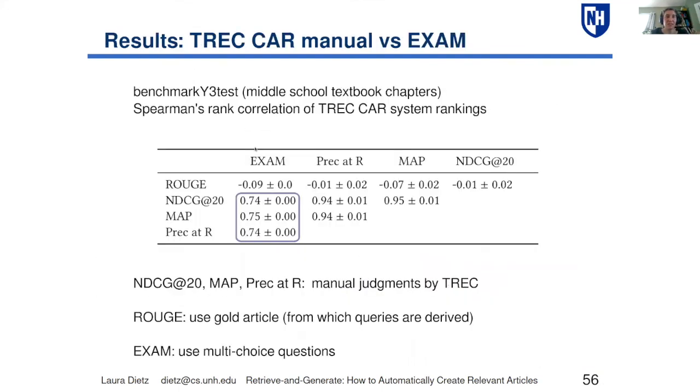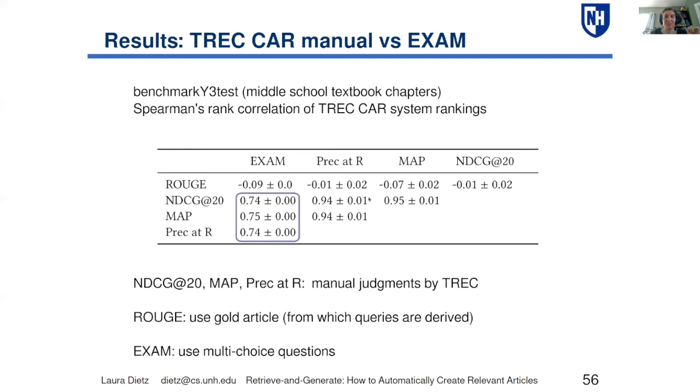It turns out that our exam metric actually correlates relatively well with the TREC assessors. Here is a Spearman's rank correlation. It's a metric that goes between -1 for really bad and +1 for really good. And we land at 0.74. That's already something that's pretty good.